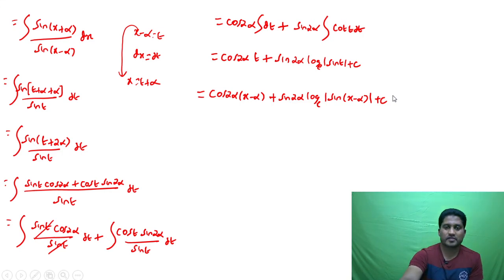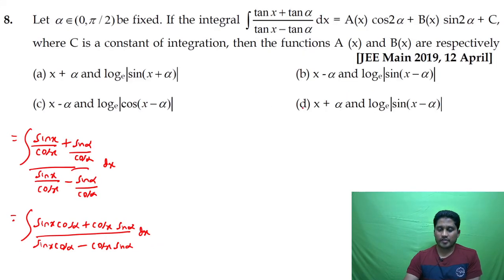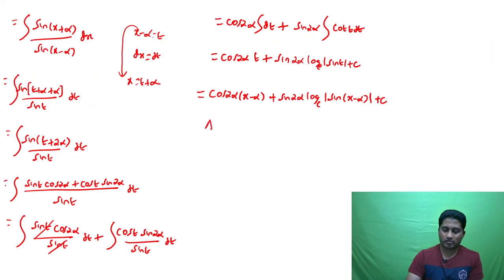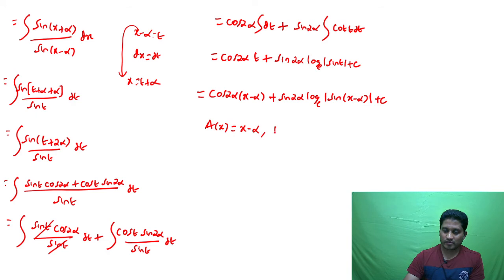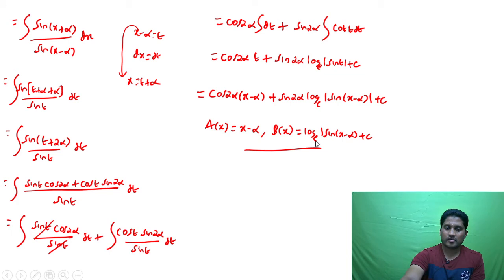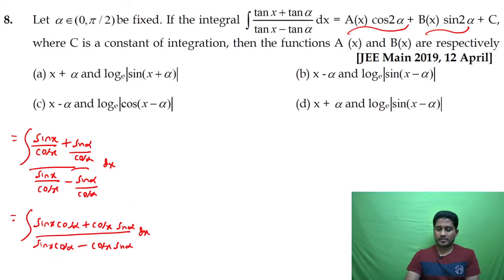Right, now you compare, guys. You compare this with a of x into cos 2 alpha, right? So a of x into cos 2 alpha means a of x will be equal to x minus alpha. Again, if I compare this with b of x into sin 2 alpha, b of x will be equal to log of sin of x minus alpha. Okay, and plus c, that's the answer, guys. A of x is equal to x minus alpha, b of x is equal to log of sin of x minus alpha. Answer will be option B.